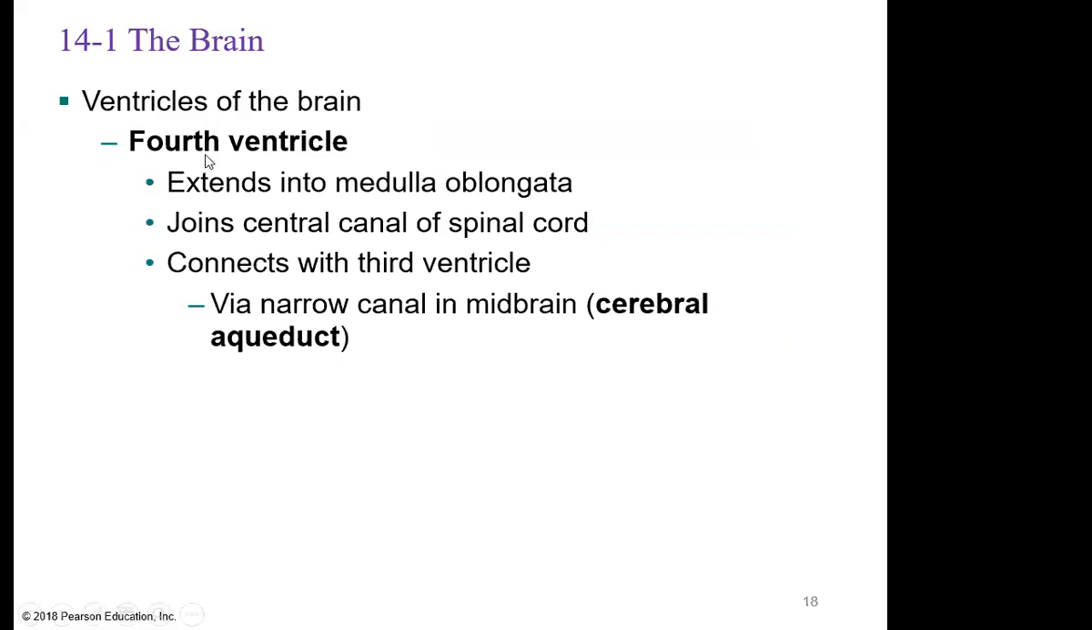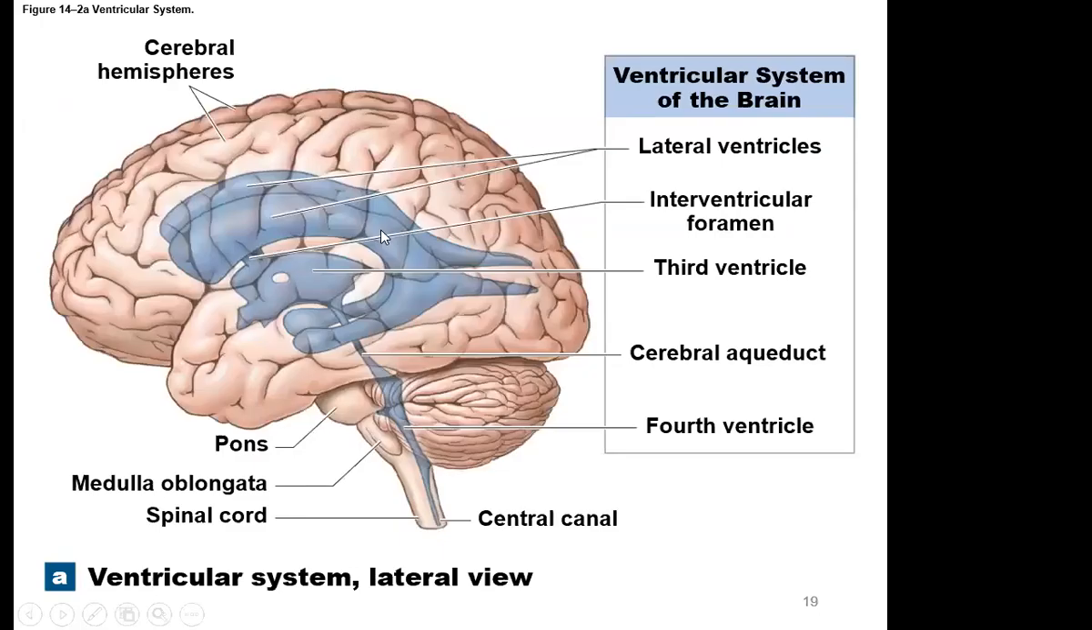So as I already said, the fourth ventricle is going to be connected with the third ventricle through the cerebral aqueduct, and it is continuous with the central canal of the spinal cord. Here's looking at it from the lateral view. So now you can see, if you look at that mid-sagittal section of the brain, the little alien looking eye that's looking at you right here, this is the interthalamic adhesion. And then this is going to be your third ventricle.